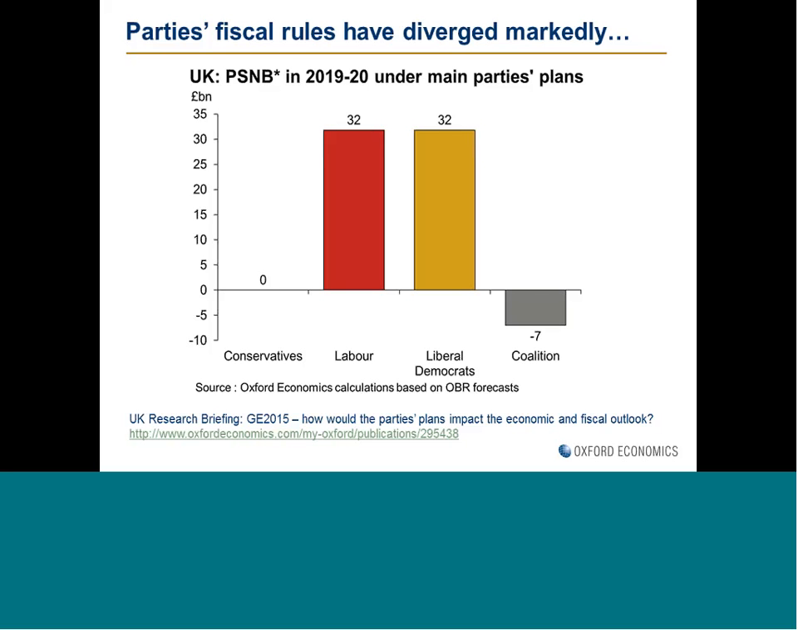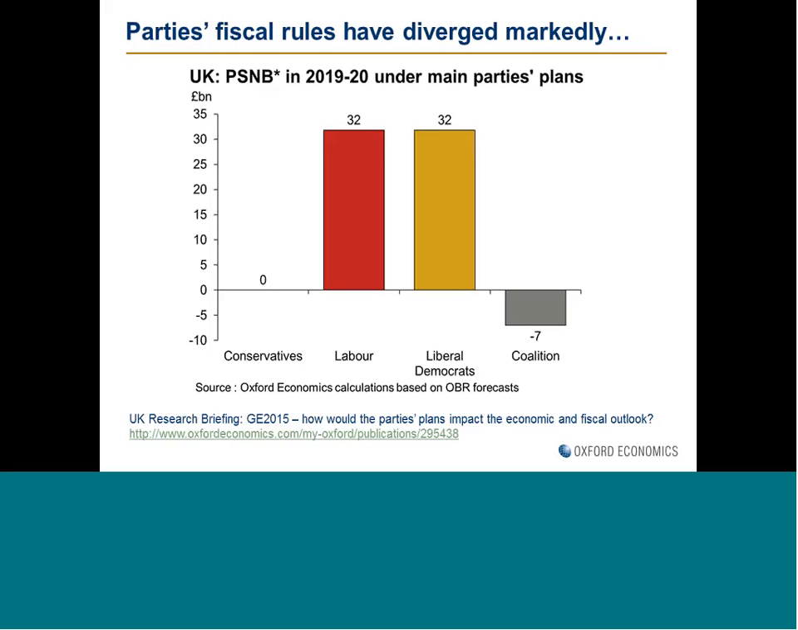But they also want to then borrow to invest over the periods. So again, when we get to 2019-20, the end of the current government, you're looking at borrowing of just over £30 billion, according to the Liberal Democrat plan. The Conservatives want to go quite a bit further.